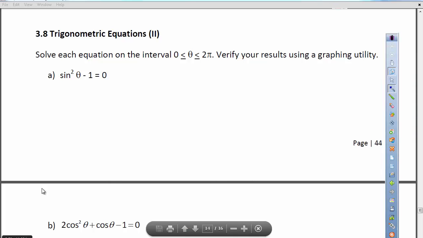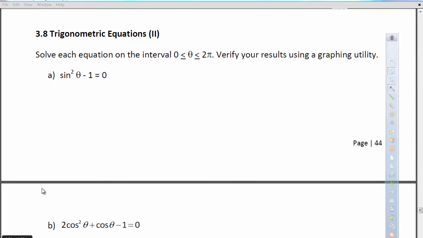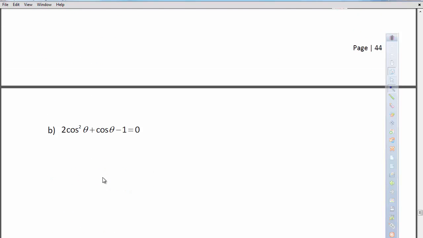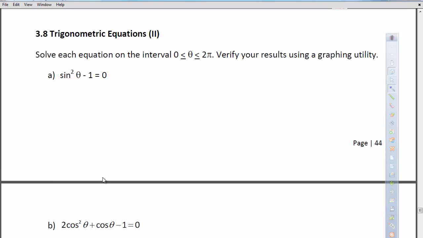Okay, so we're continuing to solve trigonometric equations. And with these, I think they'll follow more of our algebraic patterns. Like we're going to need to know how to factor for some of these and different things like that. So in A, we want to solve sine squared theta minus 1 equals 0.